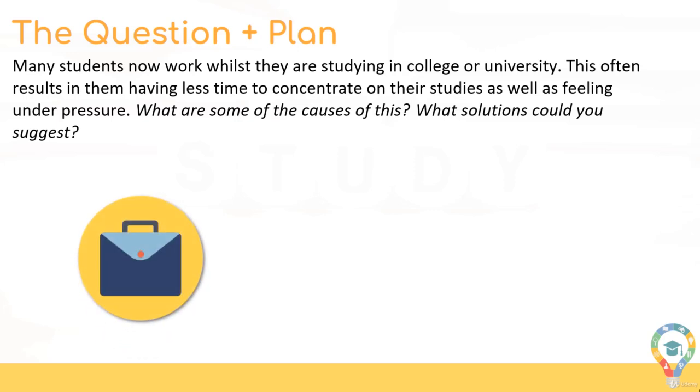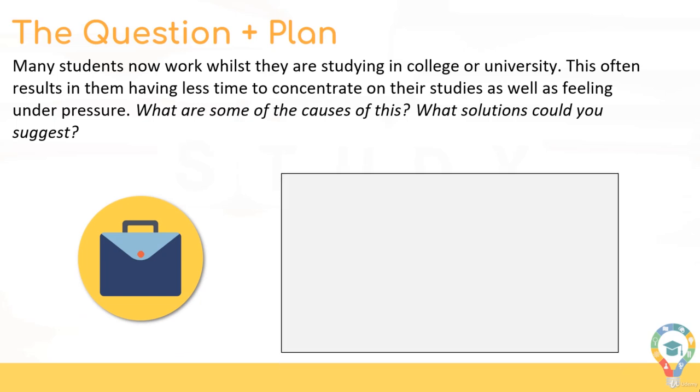Okay, so we've had a read through the question. Before we move on to writing the plan, let's think about what kind of question this is. So you can see the last 2 sentences I've actually highlighted in italics. What are some of the causes of this? What solutions could you suggest? So just from these 2 sentences, I can tell that this is a problem-solution question. I need to identify what problems there are featured in the question, and I need to suggest some ways to fix or find solutions for this problem.